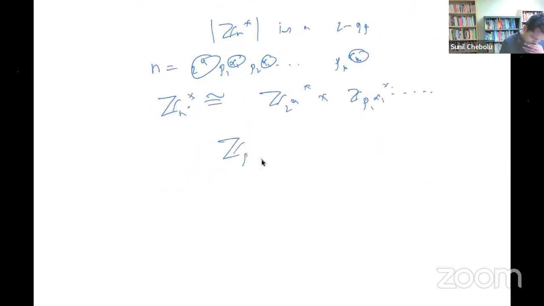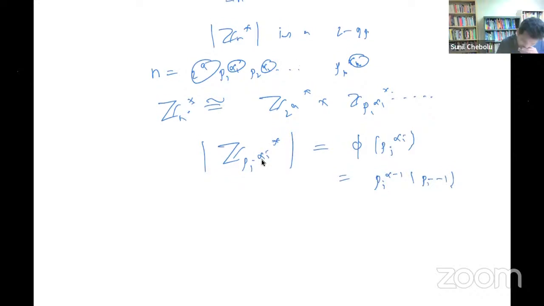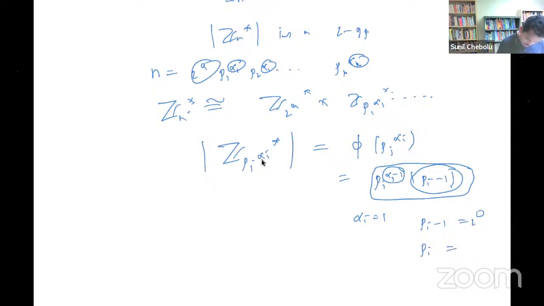So the units of Z_{pi^alpha i}, what is the order of that? It is the Euler phi function of pi to the alpha i, which is pi to the alpha i minus 1 times pi minus 1, if I remember correctly. And this should be a 2 group. If this is a 2 group, the exponent alpha i minus 1 has to be 0, which means the alpha i's have to be 1. And pi minus 1 should be a power of 2. That means pi should be 2 to the power of something plus 1, which means pi is a Fermat prime.